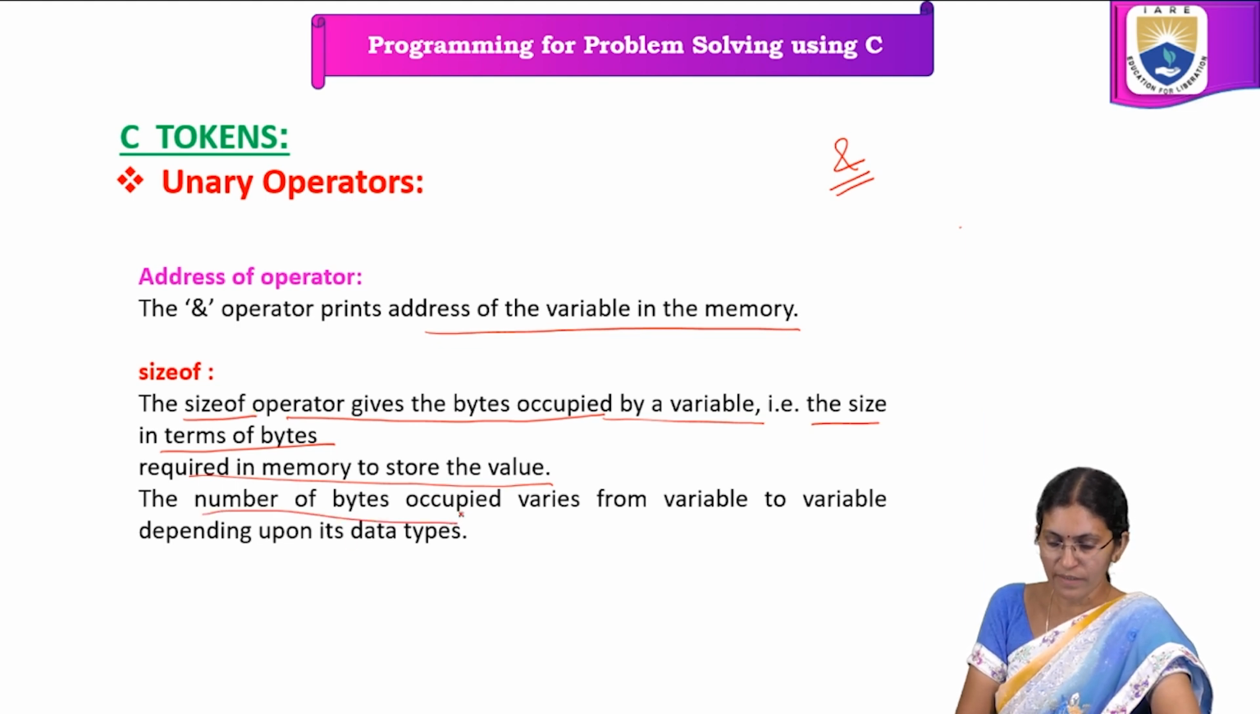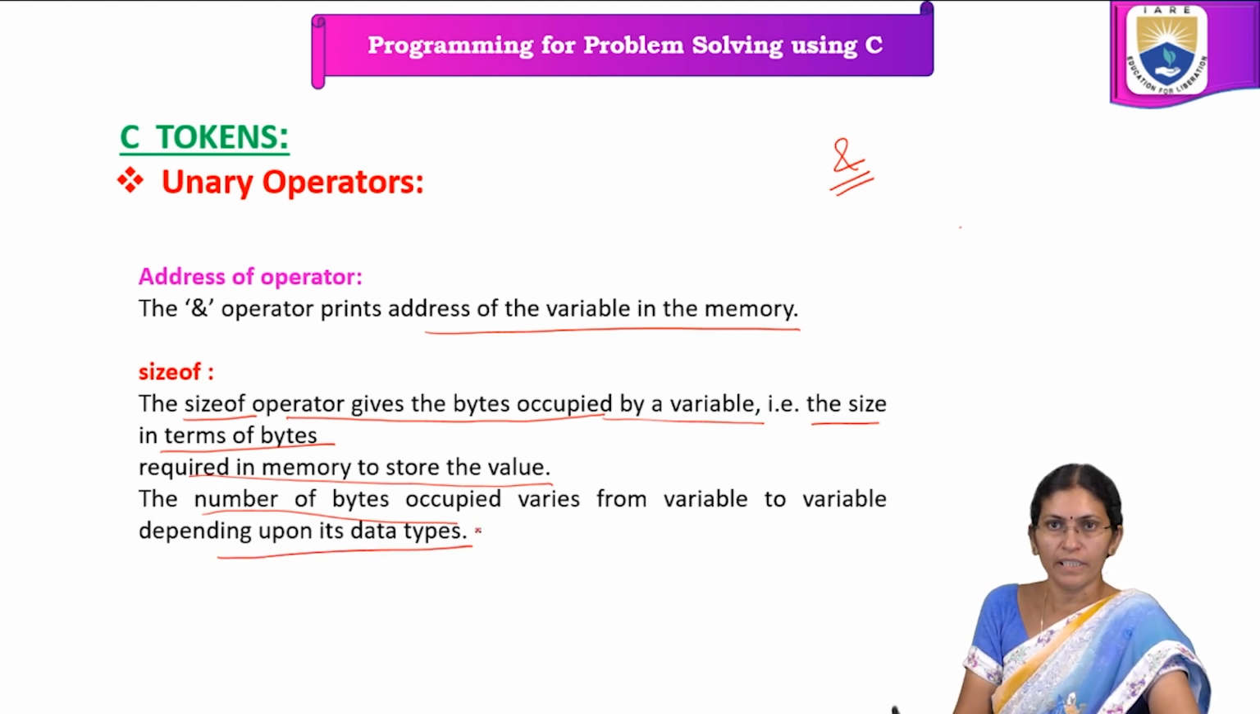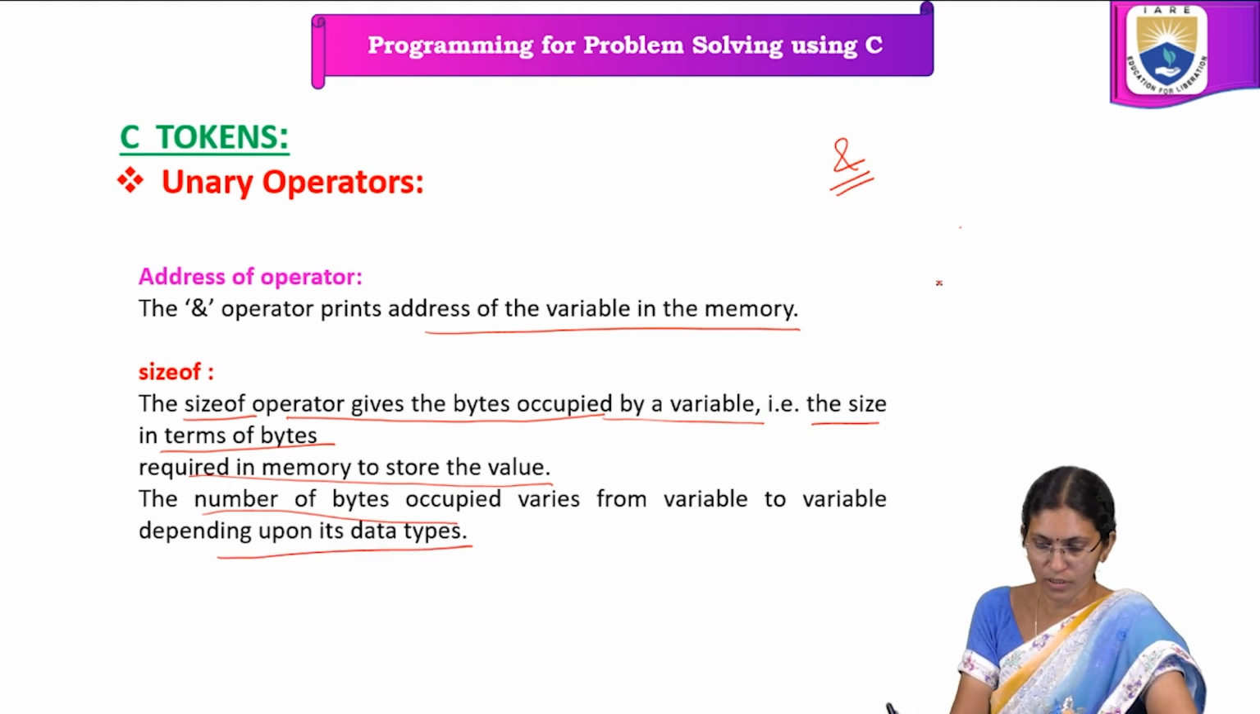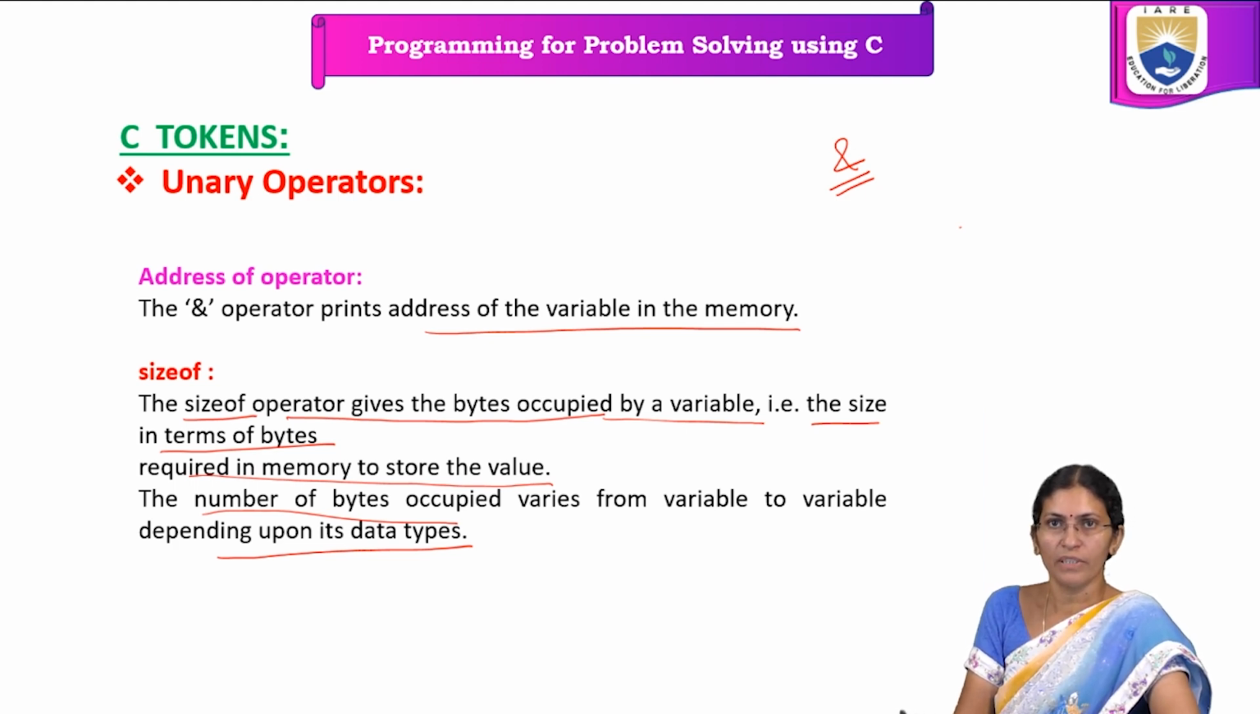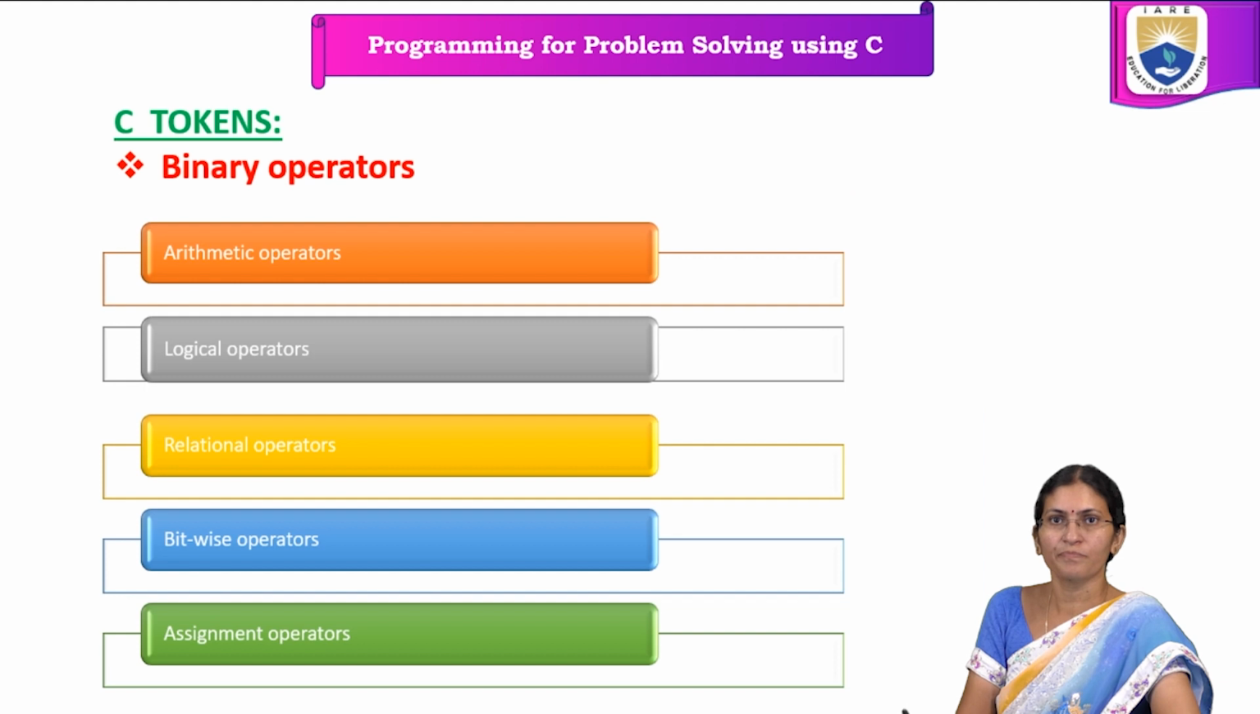The number of bytes occupied by a variable depends upon the data type. We have different data types like integer, float, character, etc. All of this we will discuss in the coming video lectures.